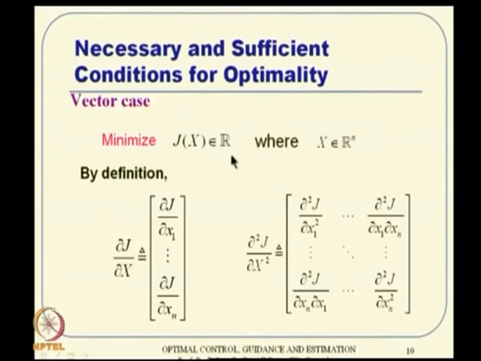And also remember, this is an unconstrained problem. That means the components of x are not constrained by any constraint. They can take any values whatsoever. So, we want to analyze that problem and see what is going on.